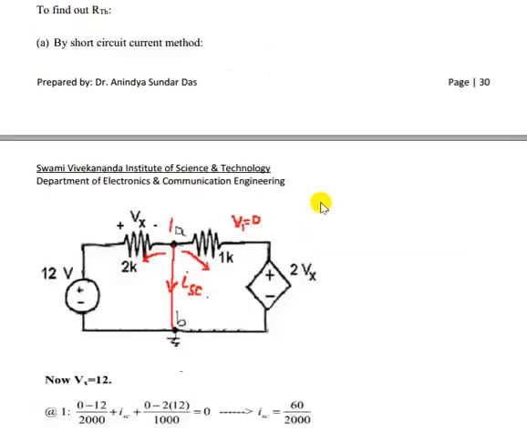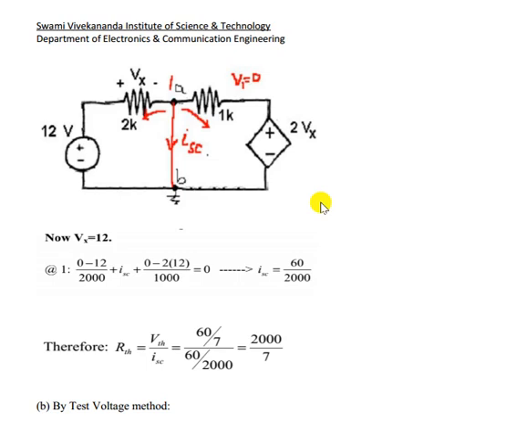And for the maximum power transfer theorem, we just have to find out VTH and RTH. Okay. And the load resistance should be equal to the value of RTH, and Pmax will be VTH square divided by 4 RTH. Okay. So those are the concepts of the maximum power transfer theorem and Thevenin theorem.